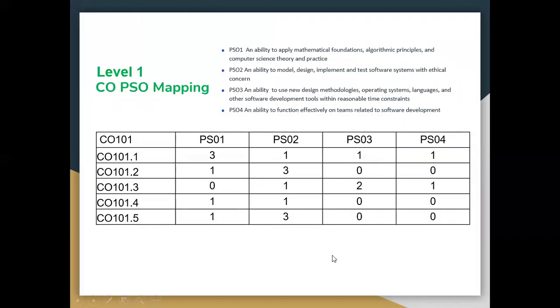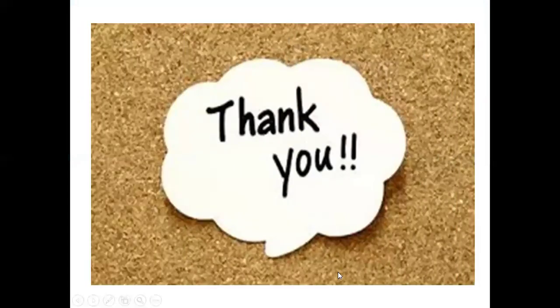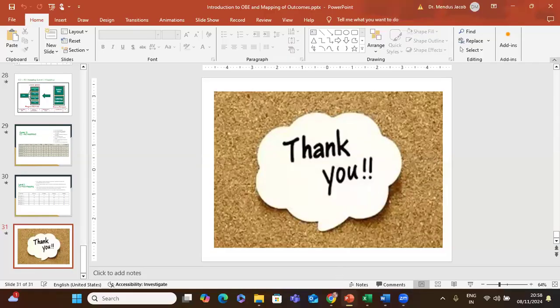The same way we can have the CO PSO mapping. If you have PSOs, you can map COs with PSOs also. Here you can find more relationship between a CO and PSO, because PSO means program specific outcome, especially for that particular program. So most of the COs will be mapped with the PSOs, and the strength is also comparatively high. So this is the mapping process.